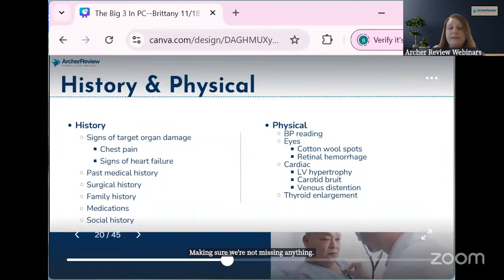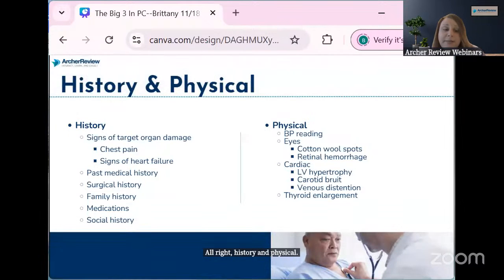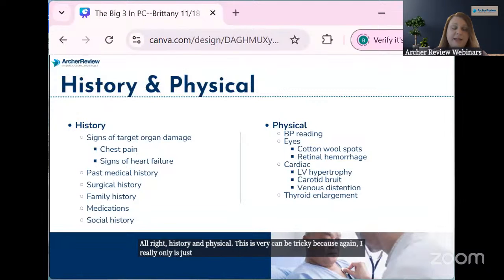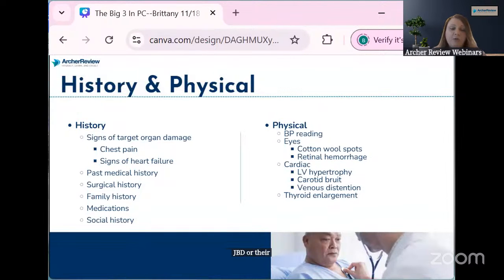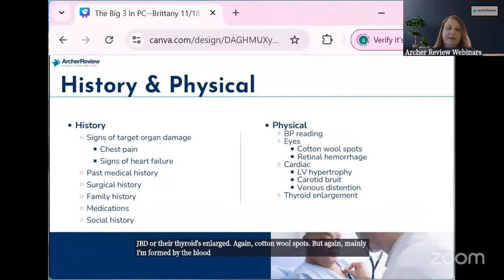All right, history and physical. This can be tricky because I'm really only going to be measuring vital signs for this patient. I might have some physical findings, so think about carotid bruits or JVD, or their thyroid being enlarged, again, cotton wool spots. But mainly I'm going by the blood pressure reading and what they're bringing in from home.